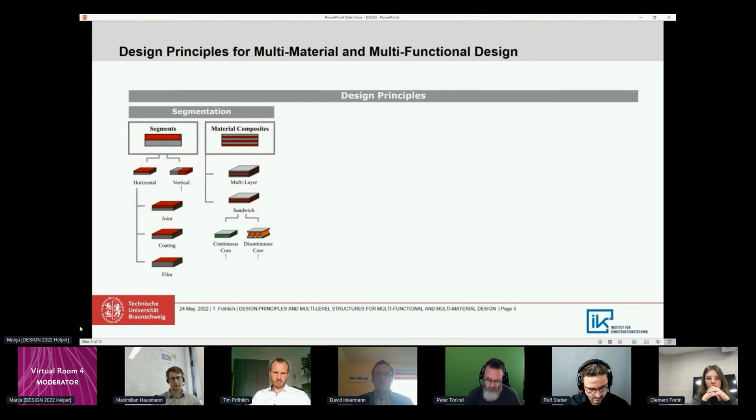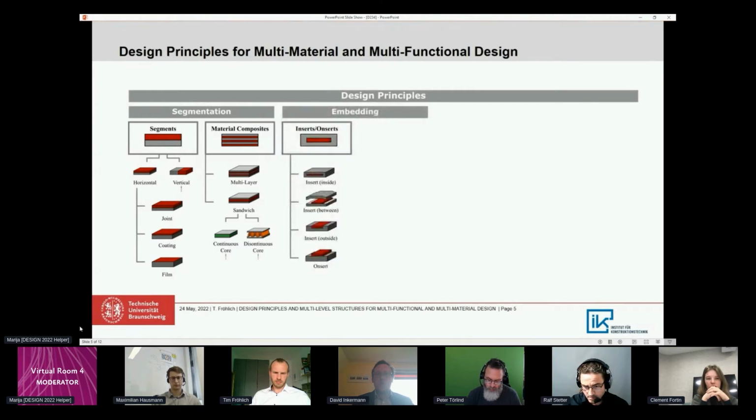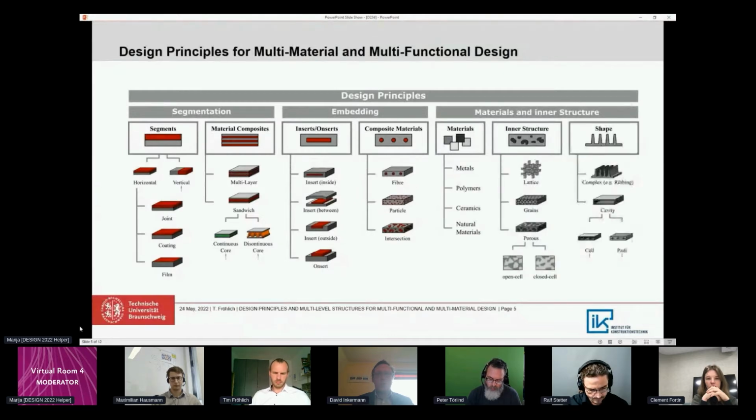Embeddings, on the other hand, integrate additional elements into another, such as by inserts or composite materials. Each element of the design principles can be further described by their materials, inner structure, and shape. These design principles cannot only be applied individually, but are combinable to more complex multi-level structures.